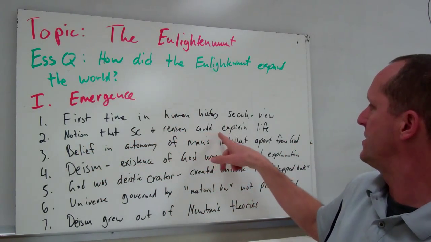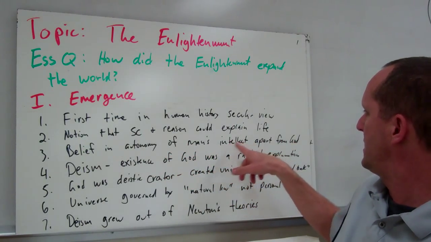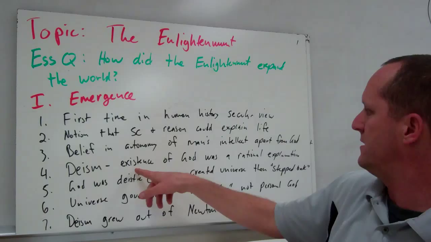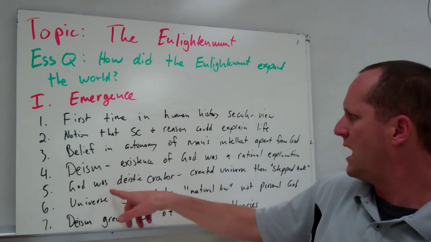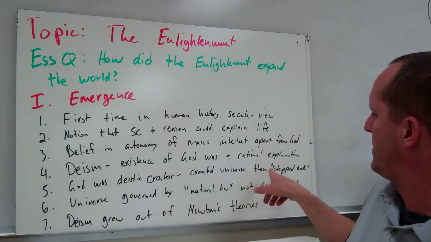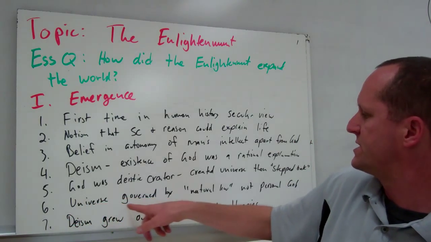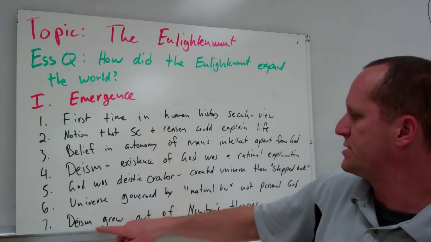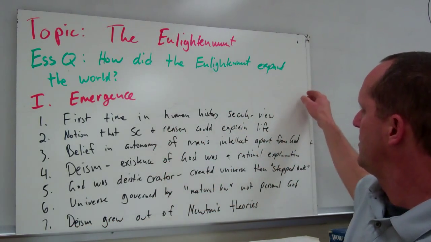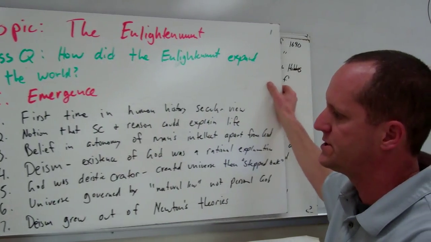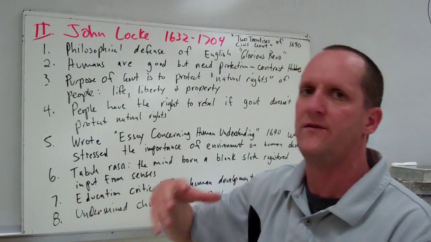Notion that science and reason could explain life, belief in autonomy of man's intellect apart from God, deism, existence of God, was a rational explanation. God was a deistic creator, created the universe, and then he stepped back. He didn't have a hand in everybody's life. A universe governed by natural law, not personal God. Deism grew out of Newton's theories. So all of the scientists from this time just built upon each other and created a totally different outlook on life.